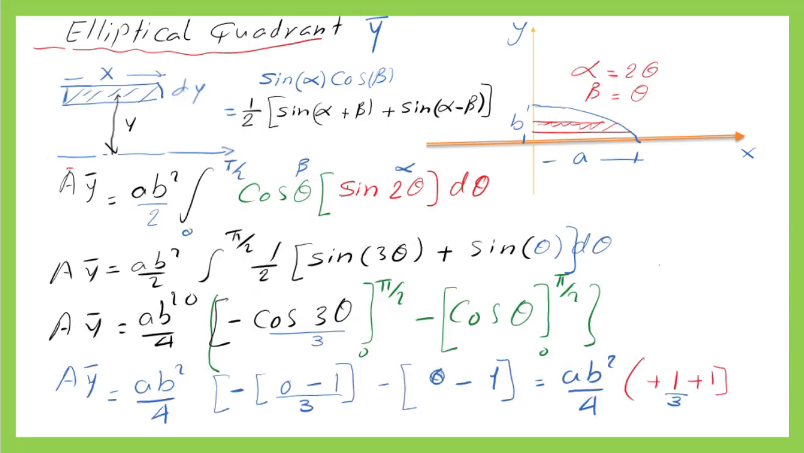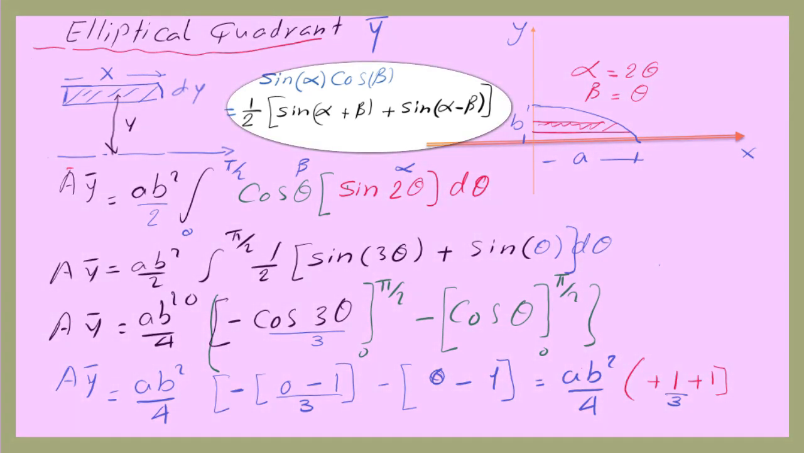So our term ay bar equals ab squared over 2 multiplied by the integration from 0 to pi over 2 of cosine theta multiplied by sin 2 theta d theta. We are going to use alpha and beta expression. We are going to consider that alpha equals 2 theta and beta equals theta, and we have a rule that if we have sin alpha by cosine beta, it can be set equal to 1/2 of sin alpha plus beta plus sin alpha minus beta.